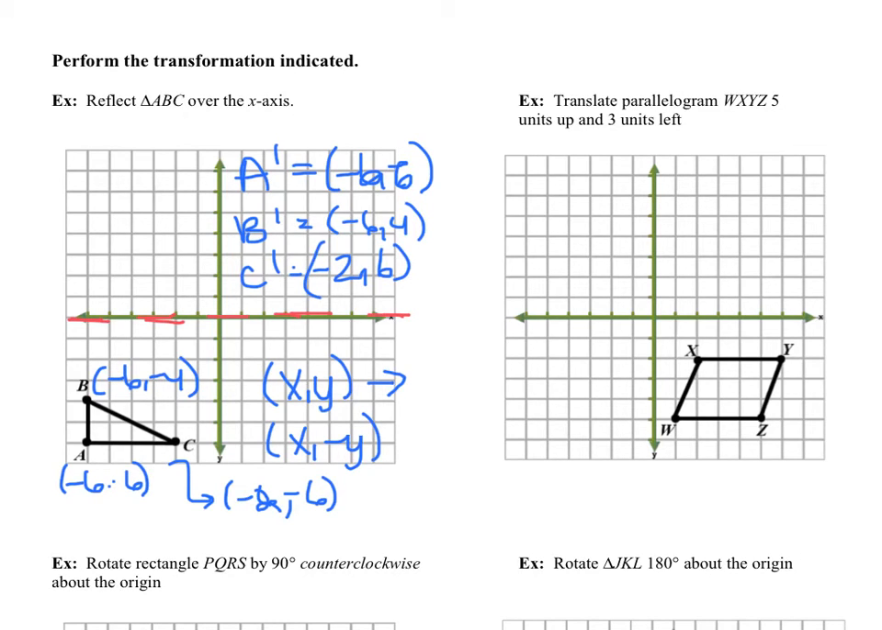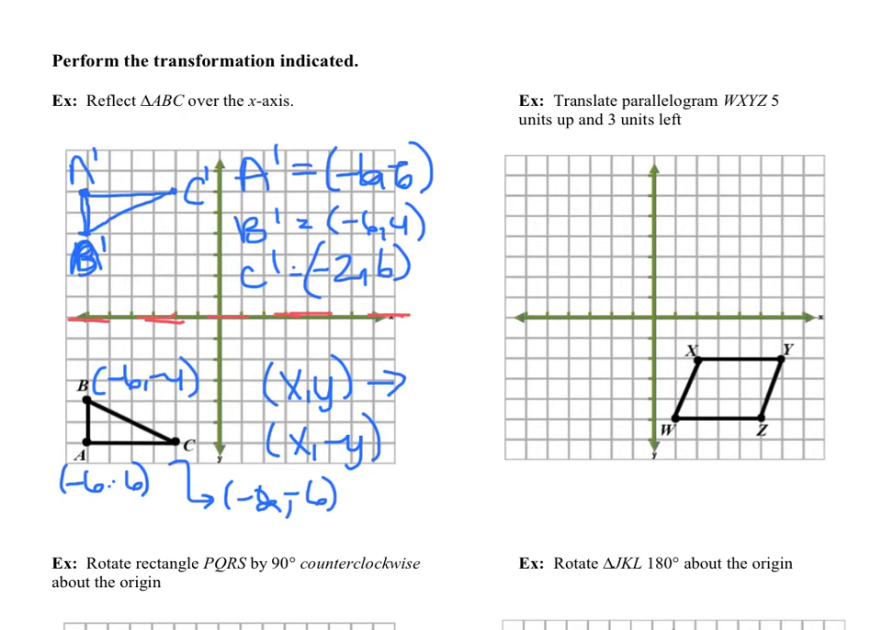So then you could plot all those points. 1, 2, 3, 4, 5, 6. 1, 4. And (-2, 6). And then connect. So that's A prime. That's C prime, A prime, B prime. And if you actually could fold that over, you would see that those two triangles would land right on top of each other.